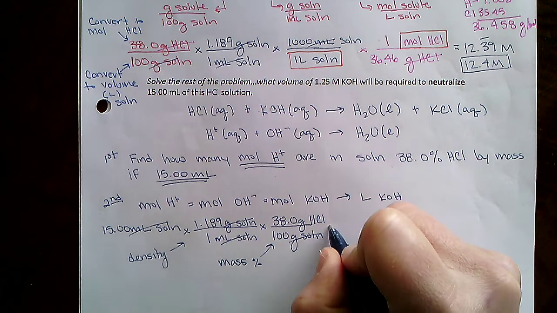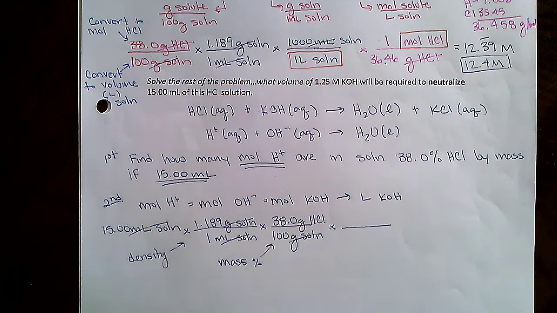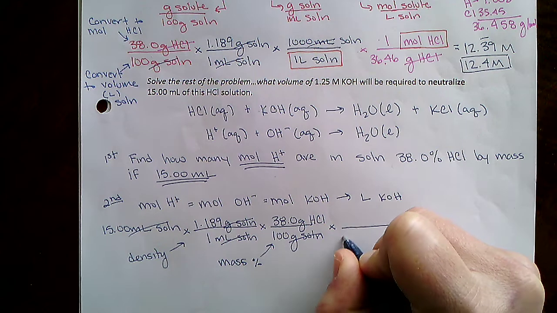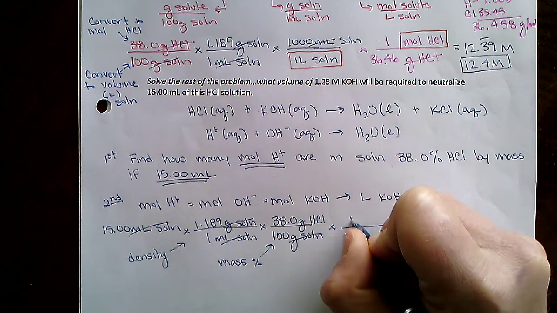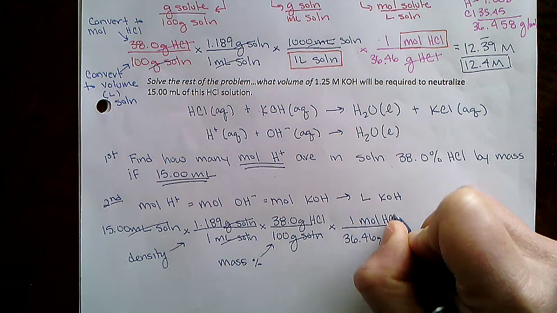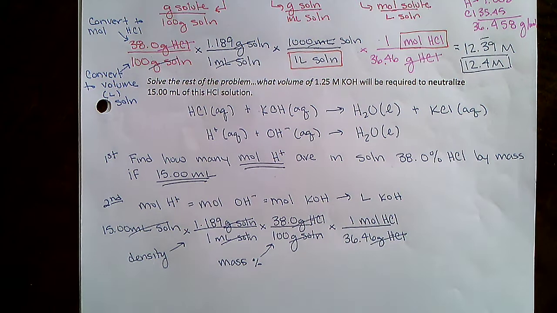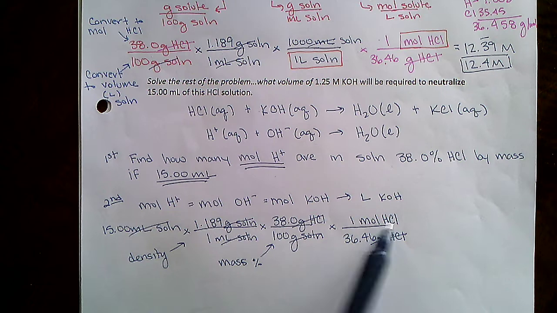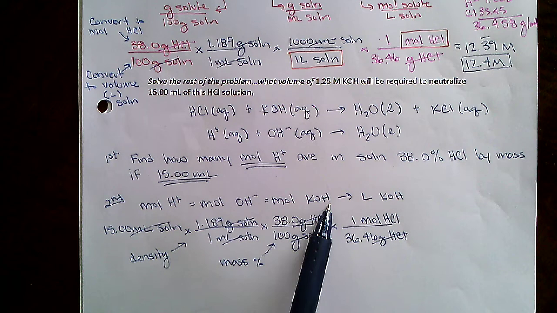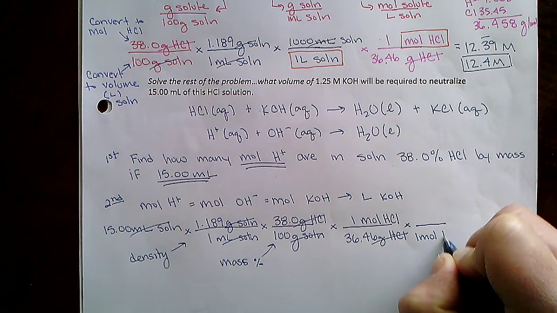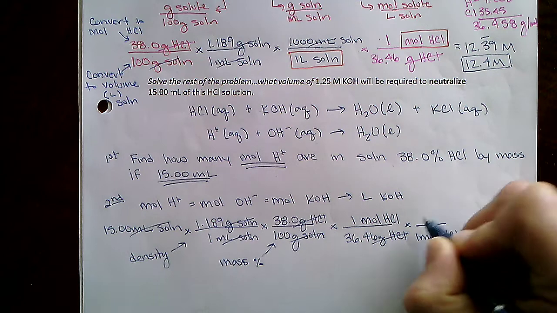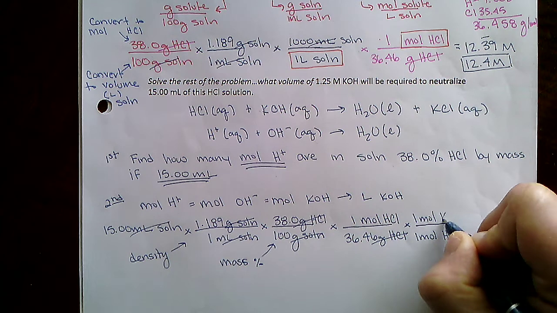We now need to convert from grams to moles. So we're going to use that molar mass that we found in the previous problem. There are 36.46 grams of HCl for every 1 mole of HCl. That's lovely. Since there's 1 H+ for every 1 HCl, moles of HCl are basically going to equal moles of KOH. So I'm going to use the mole ratio: 1 mole of HCl for every 1 mole of KOH.